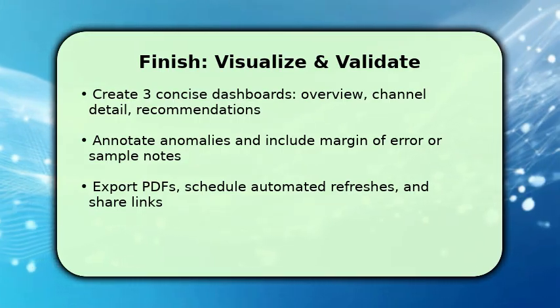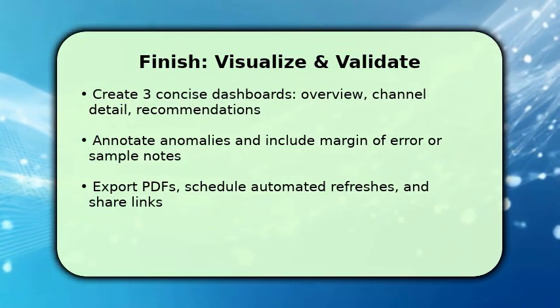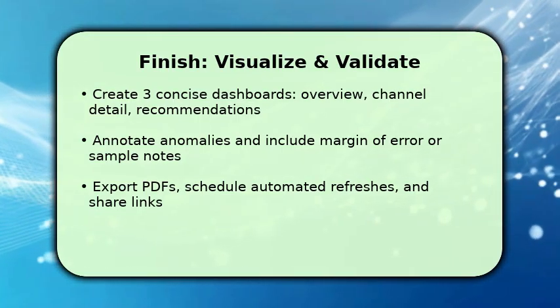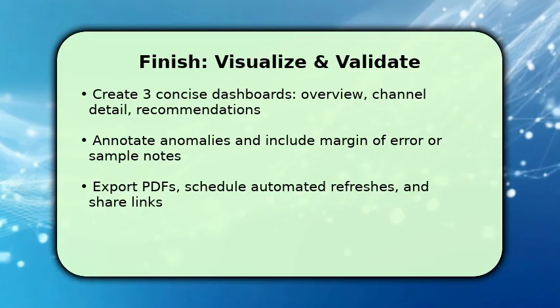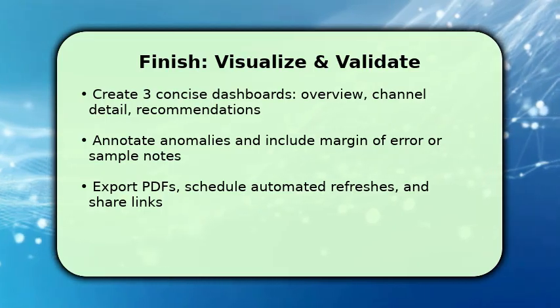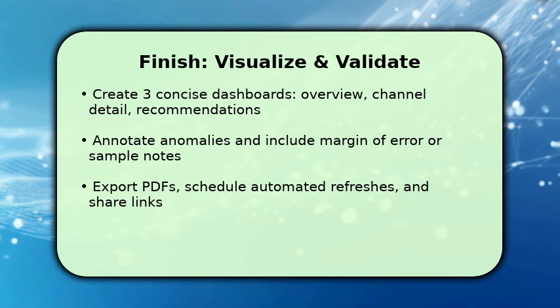findings transparent. Before distribution, validate totals and key ratios against source exports. If numbers don't match, retrace joins and filters first. Mismatched date filters are the most common culprit. Then update and reshare.